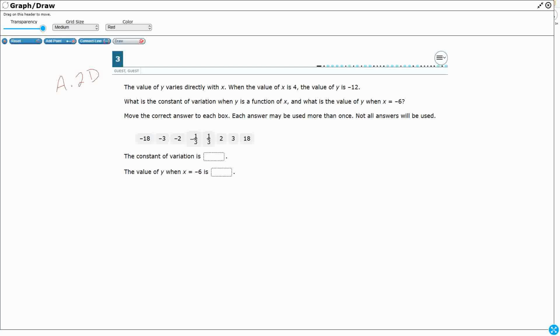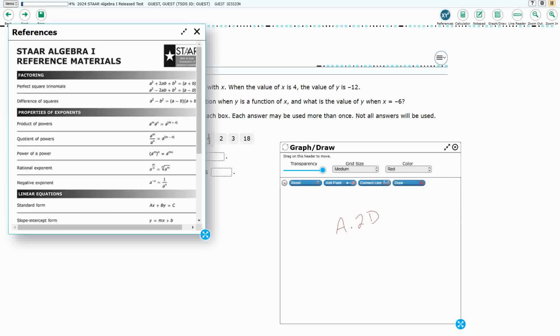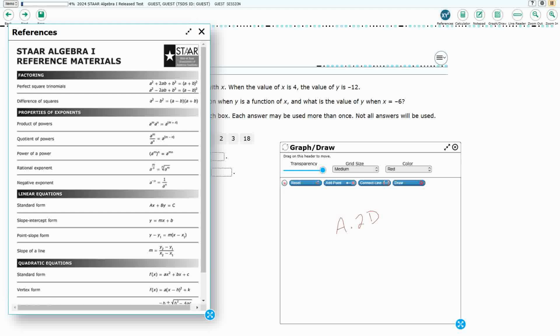So we have y varies directly with x. Now that tells us quite a bit. Let's go to our reference material, see if we have anything here for us when we're looking at direct variation.